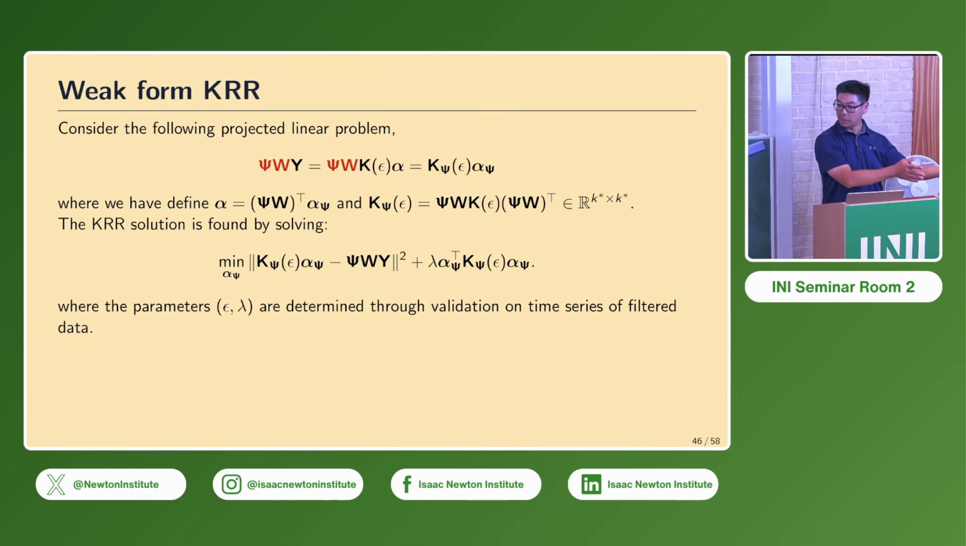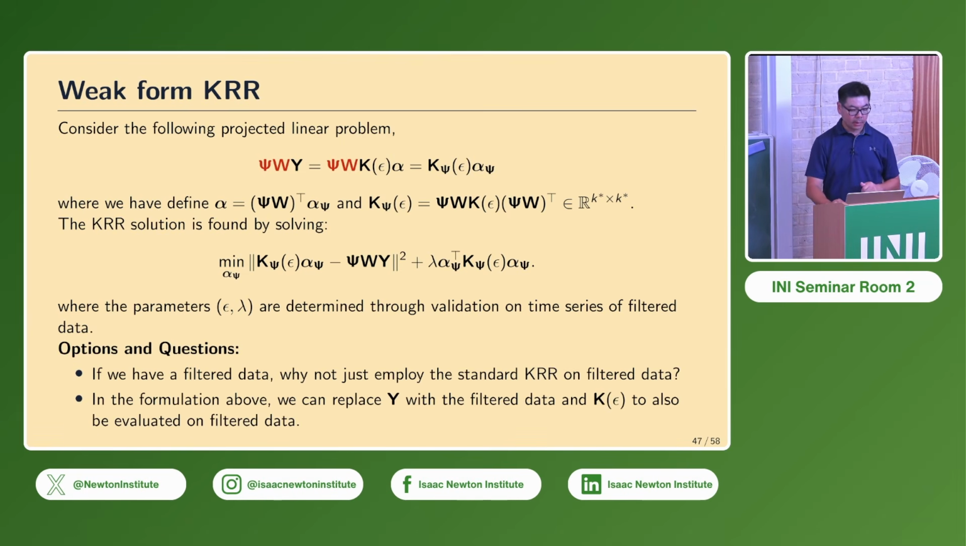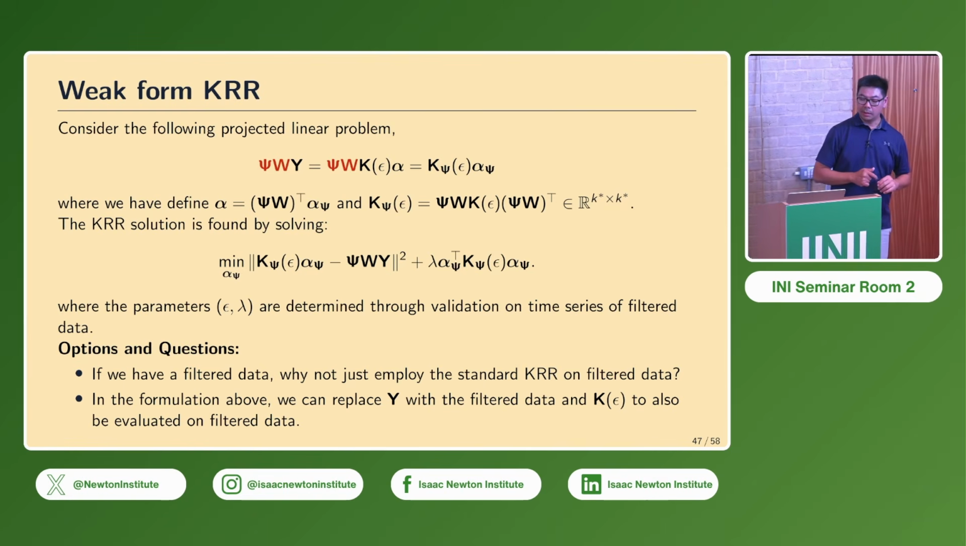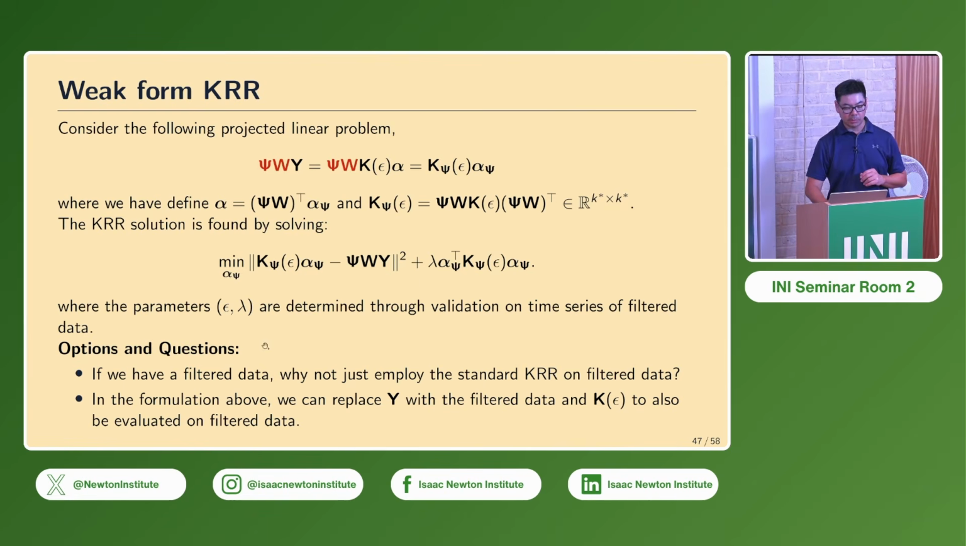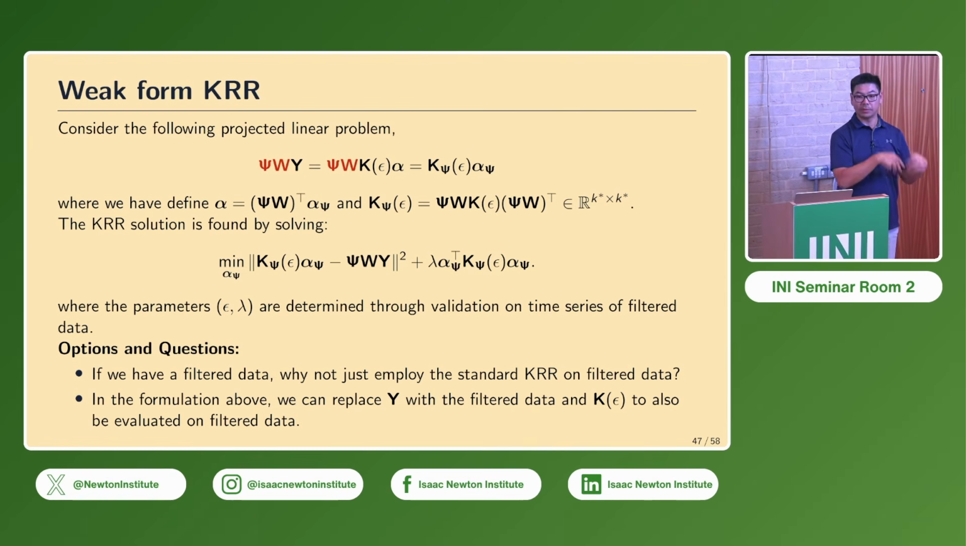You take your old method and project using this. You determine your epsilon and delta the same way as in the other case. Now here come the questions. Suppose you know how to filter the data. I show you how to filter the data. Then one natural question is, why not just use your standard KRR on the filtered data? You can do that. You can use the strong formulation, L2, but apply it on the filtered data.